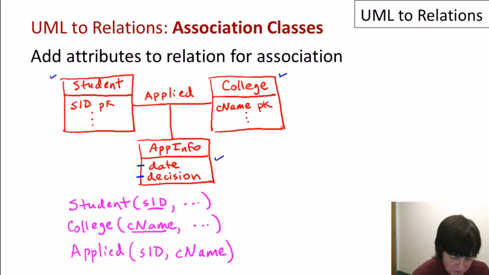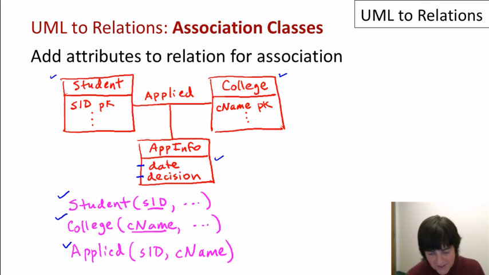So the student class generates the student relation, college generates college, and then the applied association generates a relation that has a key from each side. And by the way, right now, let's say that there are no multiplicities or other information that's going to give us special keys. So in that case, the applied relation doesn't have any keys other than the two attributes together. And furthermore, because we have no special multiplicities, we won't be folding that relation into others, as we showed in the previous example. So now what do we do with our association class?